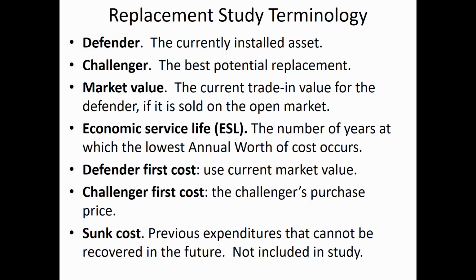So what this is saying is, if you're comparing option A and option B, and option A is something you already own, you paid for it a long time ago. But from the perspective of right now, if you keep that item, that means you can't sell it. So the cost that you should assume when you're comparing existing equipment to new equipment is the current market value. That's the correct way to consider what the cost of keeping the existing equipment is. Now, the challenger first cost is just how much you'd have to pay to purchase it and put it into service.